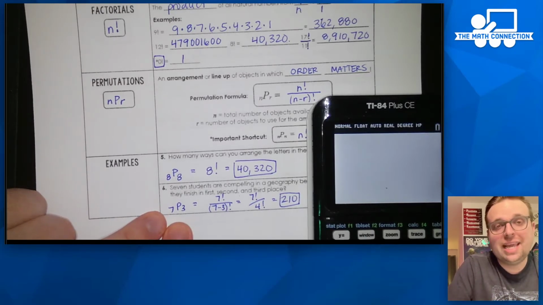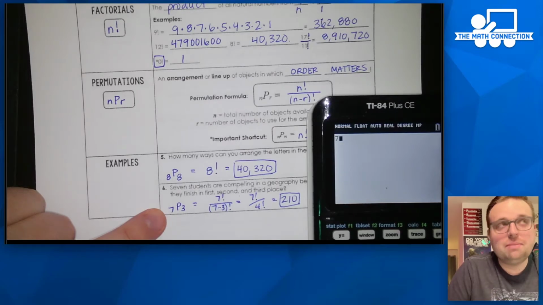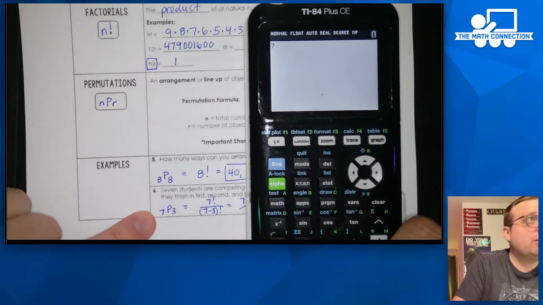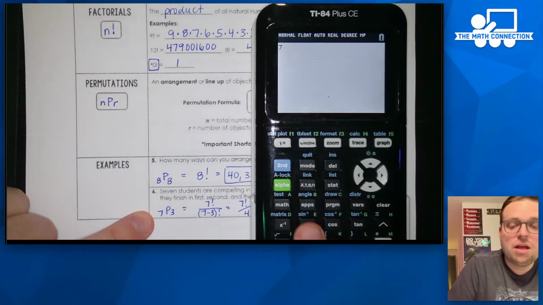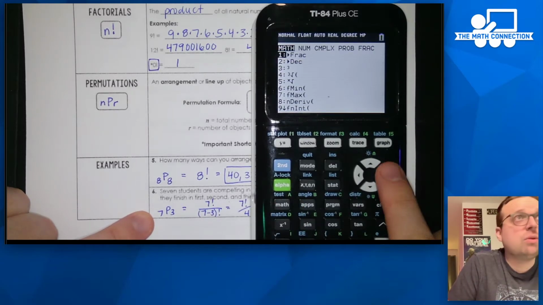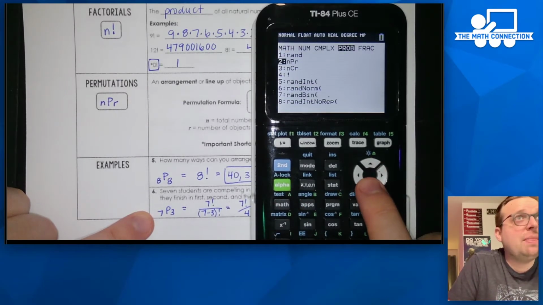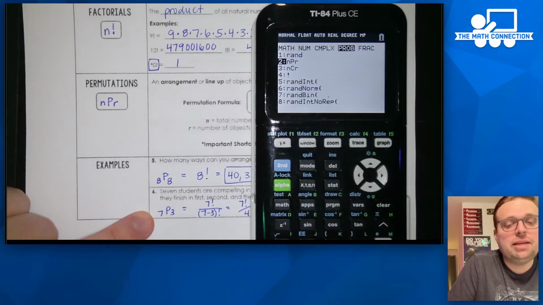So let's do this one in the calculator. We're going to do 7, right? That's the n value. And then we're going to go to the math menu. And I want to make sure you can see my full calculator here. So the math menu is right here. We're going to roll over to where it says probability. And then there's an option here to do nPr, which is permutation. So we're going to choose that.